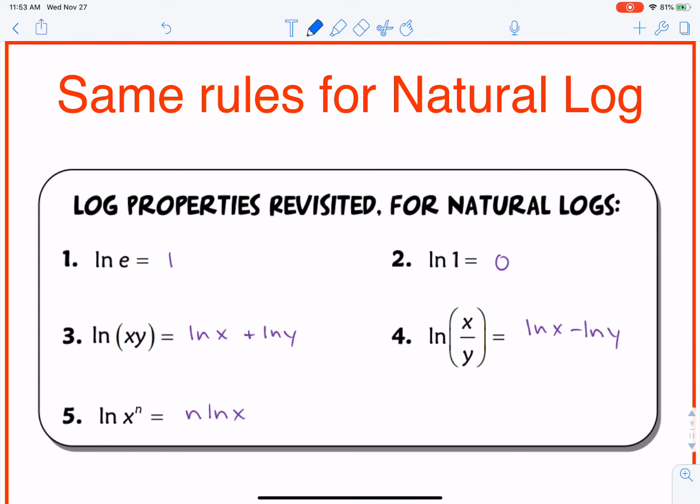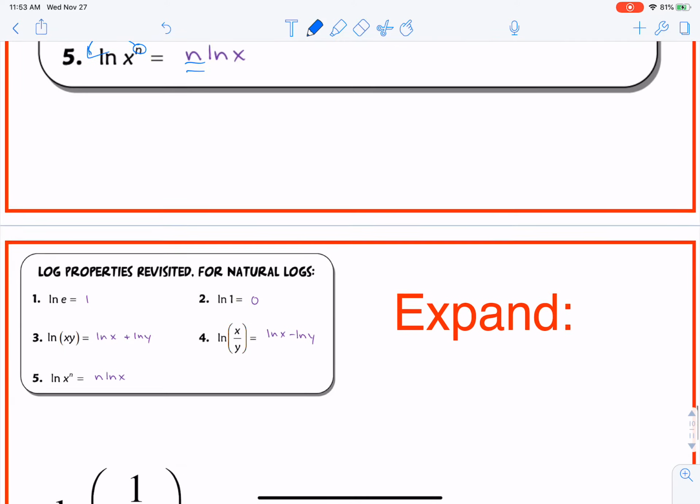So just again, the same rules apply for the natural log, and we just went over an example, but if you wanted to screenshot this, you're certainly welcome to. So here I'm multiplying and I'm separating by addition. Here I'm dividing and I'm separating by subtraction. And here I have a power that I'm moving out front.